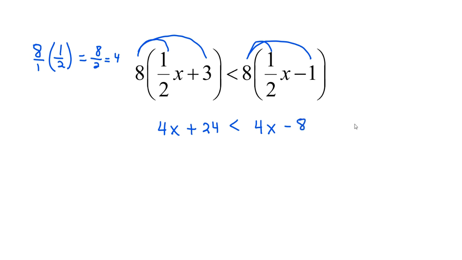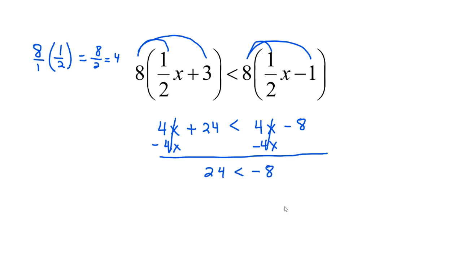All right, I want to get my x's together, so I'm going to subtract 4x from both sides. And that causes my variables on both sides to cancel out. And I'm left with 24 is less than negative 8. Well, when we get a statement like this where our variables go away, look at this statement and see if it is true. This says that 24 is less than negative 8. Is that a true statement?